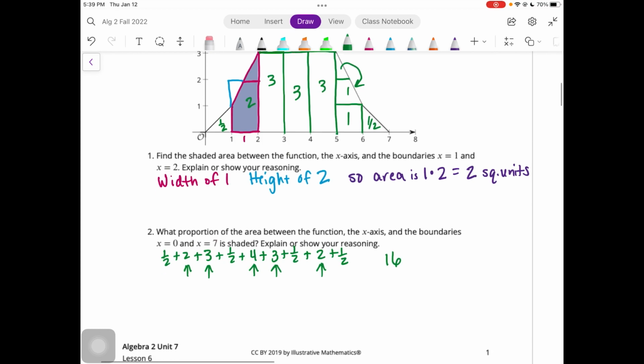so the proportion is going to be the area 2 over the 16. So that's the part over the whole, the area of the part over the area of the whole. And so that simplifies to 1/8. So 1/8 of the whole is the shaded area.